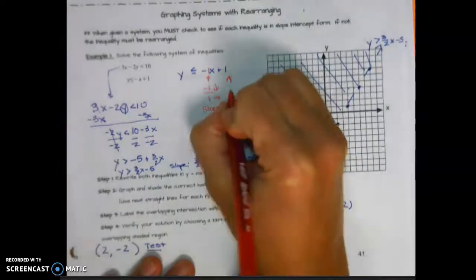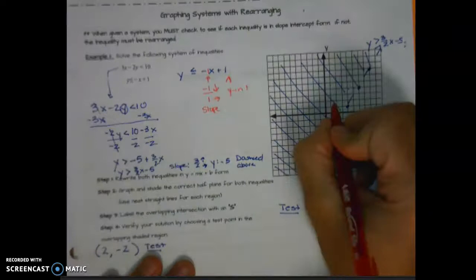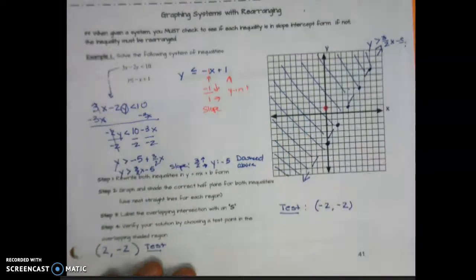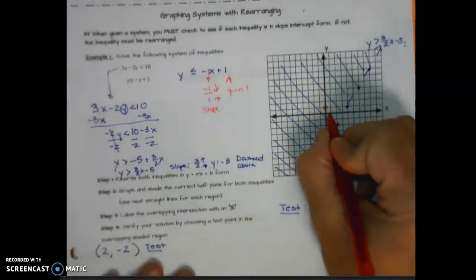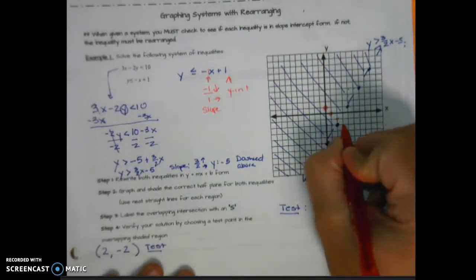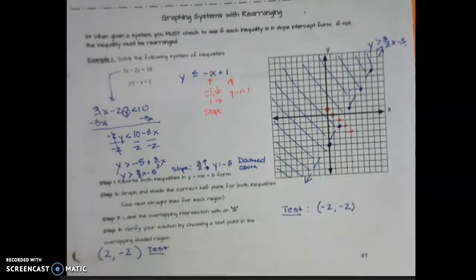So that means I'm going to start my graph at the positive 1 on the y-axis. Here's my 1. Okay, and then my slope is down 1, right 1. So from here, down 1 unit, right 1 unit. Down 1, right 1. Okay, once you have a few points, you can use your ruler to connect your points.